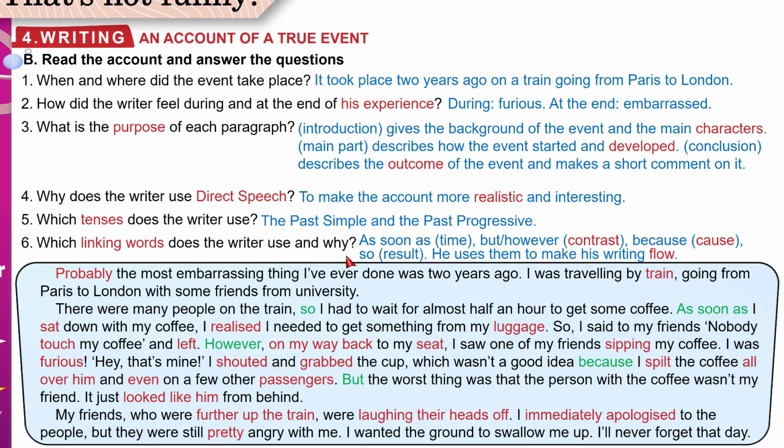Why? Well, as soon as means without delay, for time. But and however are for contrast, when you try to link two ideas different from each other. Because is for a cause, for a reason. So is for result. He uses them to make his writing flow, to make his writing move steadily and smoothly.